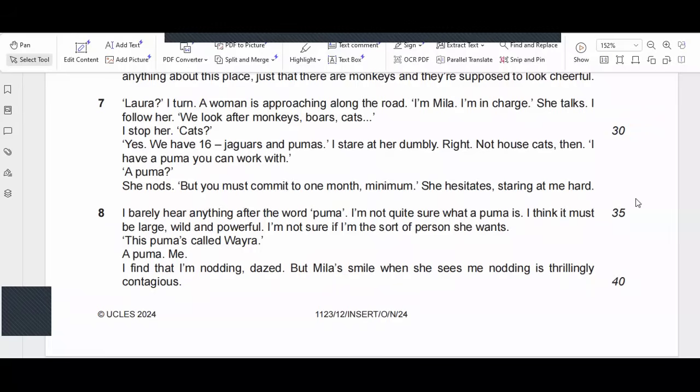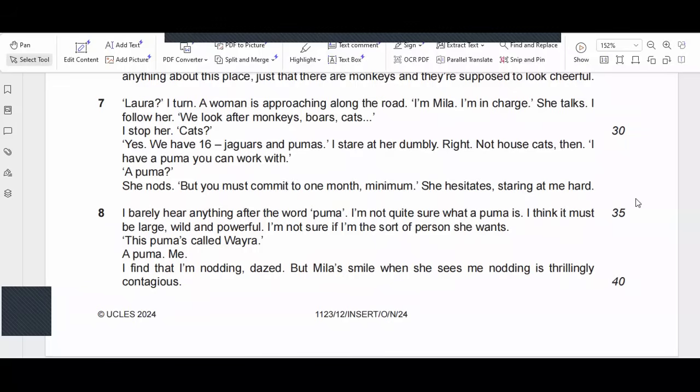When the in charge mentions the cats, the narrator interrupts her because she was confused. Then the in charge explains that they have 16 large wild hunters, the kind with spotted or sandy coats, not small pets people usually keep at home. The in charge also tells the narrator that she even has one of these powerful animals that the narrator herself can help with. So the narrator repeated the name in shock, not sure that she had heard correctly.